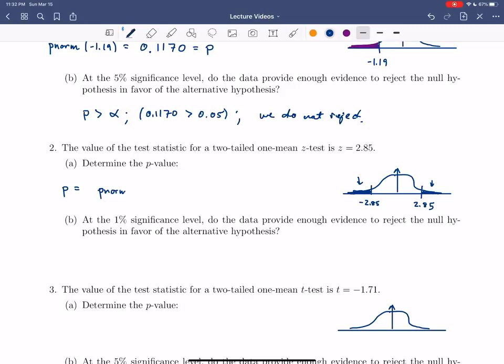Right, we have p norm negative 2.85, and we're going to add to it this area over here to the right. Now it turns out, by symmetry, that this left area is going to be exactly the same as the right area, because we know that the z-distribution is symmetric about the y-axis, right? So we know that those two areas are going to be the same.